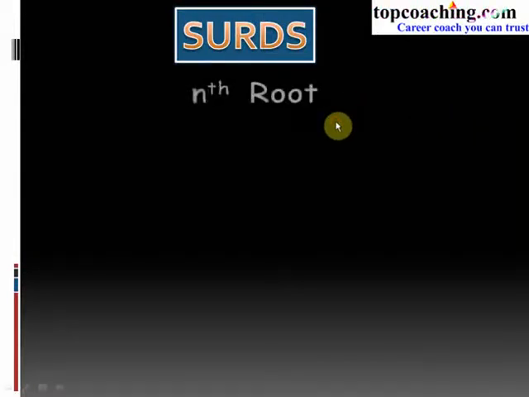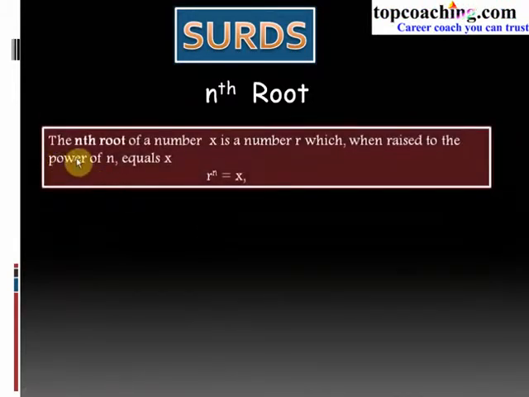Let us first try to understand what the nth root is. The nth root of a number x is a number r which when raised to the power of n equals x. That is, r to the power of n is equal to x. So when we raise r to the index n, we get the number x. So the nth root of x would be equal to r.